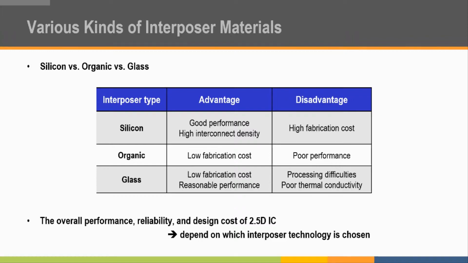The silicon interposer has good performance and routing density, but the cost is higher than other interposers. In case of the organic interposer, it has low fabrication cost while it shows poor performance. The glass interposer has low cost and reasonable performance, but it is difficult to process and has poor thermal conductivity. Therefore, the overall performance, reliability, and design cost of 2.5D IC depend on the interposer technology.